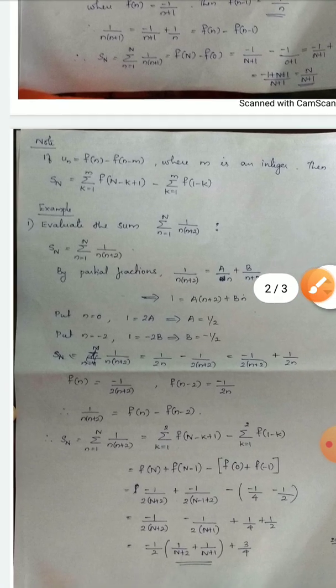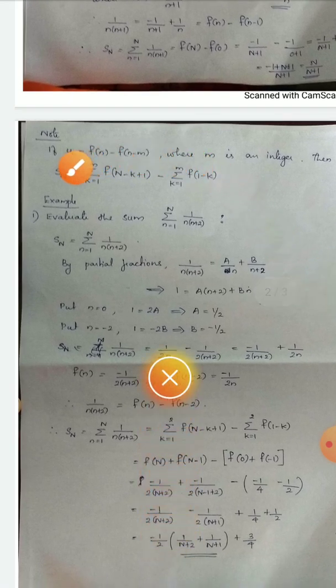Okay. Next, if un is of the form f of n minus f of n minus m, where m is an integer, then Sn is given as sigma k equal to 1 to m f of N minus k plus 1 minus sigma k equal to 1 to m f of 1 minus k. So look at an example.